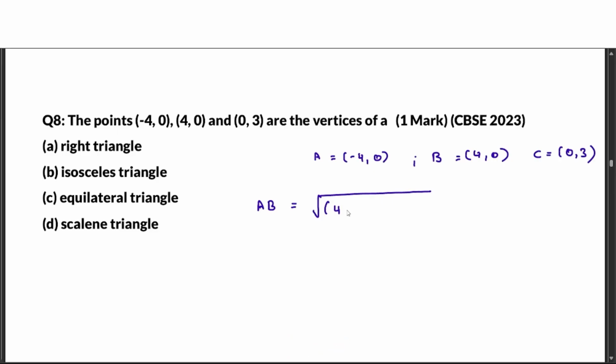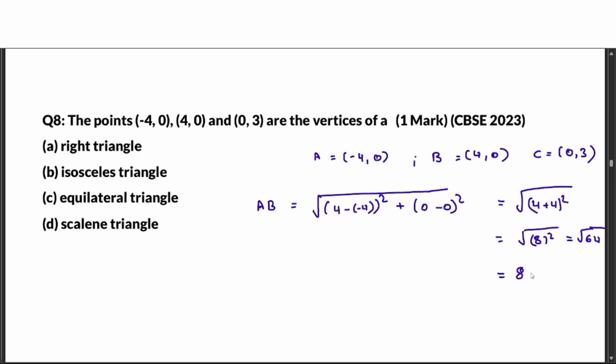4 minus minus 4 whole square plus 0 minus 0 whole square. So you will get 4 plus 4, 4 plus 4 whole square. So which means you will get here 8 square. So 8 square you will get square root of 64, which means you will get 8 units.